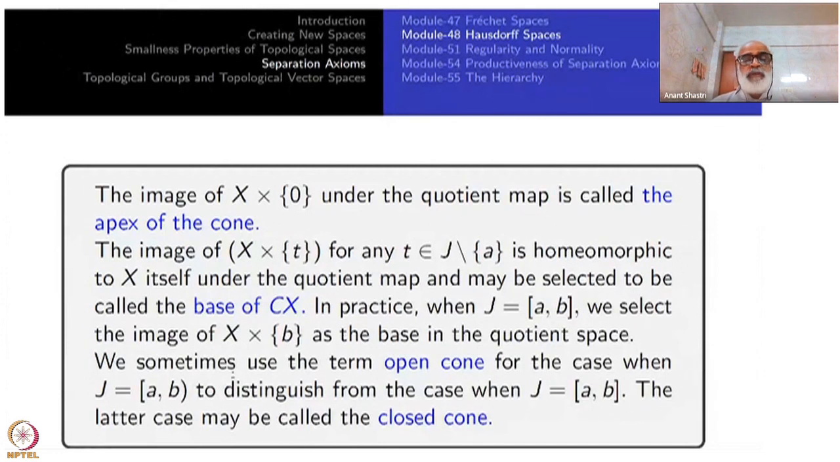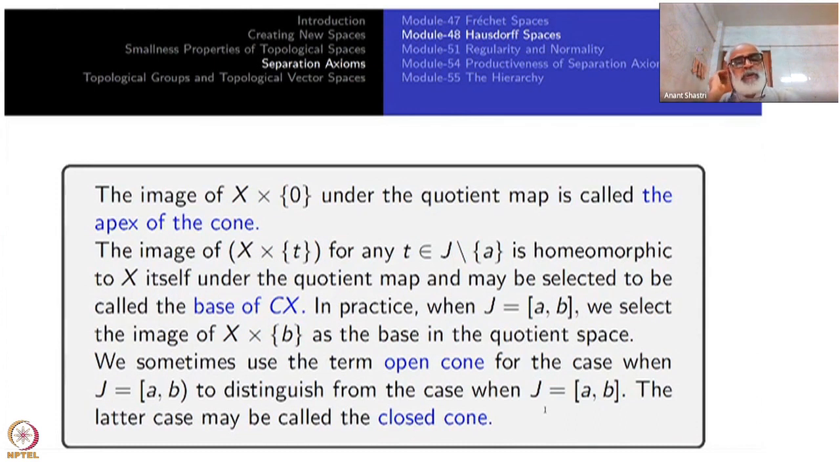Not an open interval, a half open interval. J = [A, B] corresponds to a closed cone, and B open will correspond to an open cone. An open cone doesn't have a unique base. You could have taken any T, they are all equal; they serve the same purpose. Whereas in the closed cone, you can take the last point here, B, then X cross B will be the base.